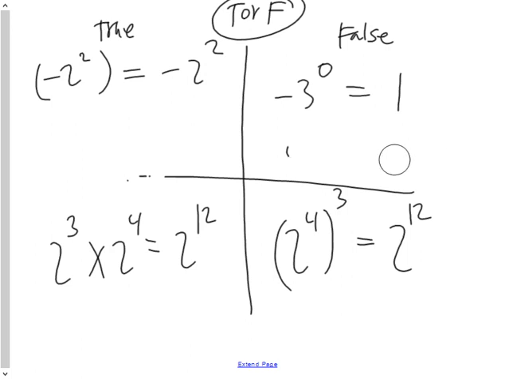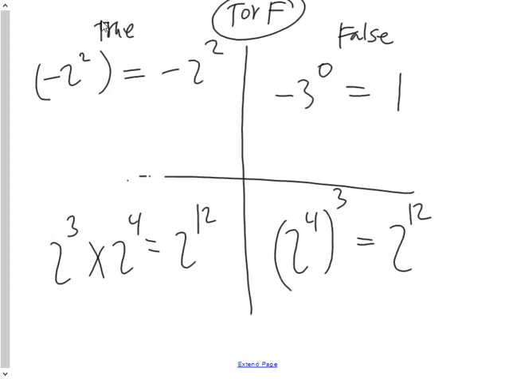However, if there are no brackets around the negative 3, the base is still just 3, and it's the opposite of 3 to the 0. Since, if I take this negative sign and erase it for a second, that would have a standard form of 1, then this would have the opposite of that value, which would make it a negative 1 instead of a positive 1.